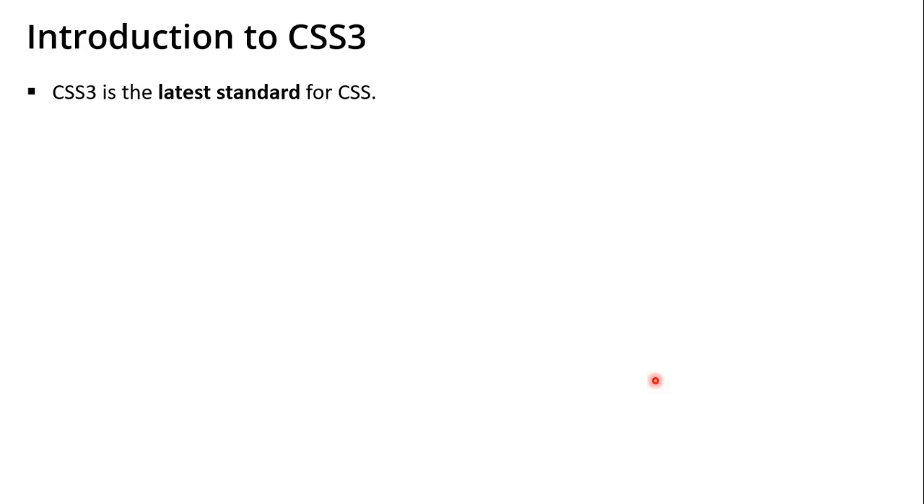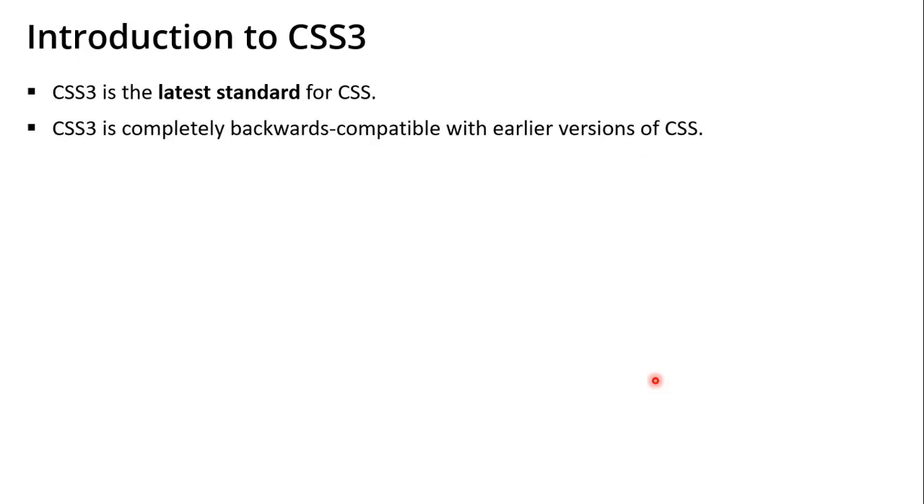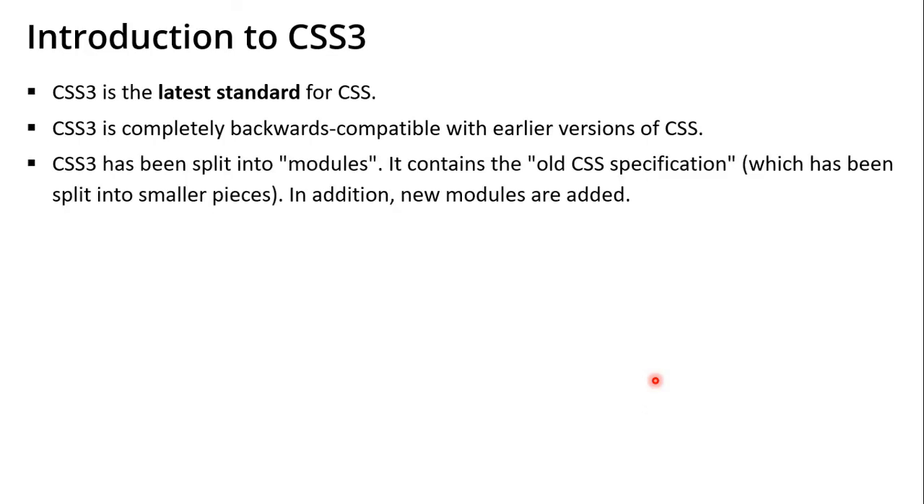Introduction to CSS3. CSS3 is the latest standard for CSS. CSS3 is completely backward compatible with earlier versions of CSS. CSS3 has been split into modules. It contains the old CSS specification which has been split into smaller pieces. In addition, new modules are added, so we can add into the modules.